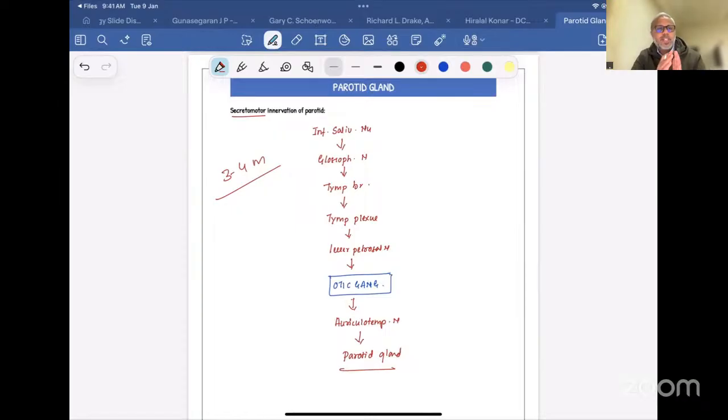Do we need to mention the arterial supply? My suggestion, no, right? If you have to mention it, just mention it in one sentence, as it is supplied by the transverse facial artery, which is a branch coming from superficial temporal. That itself is enough. In parotid, what they look for is relations and the secretomotor innervation.